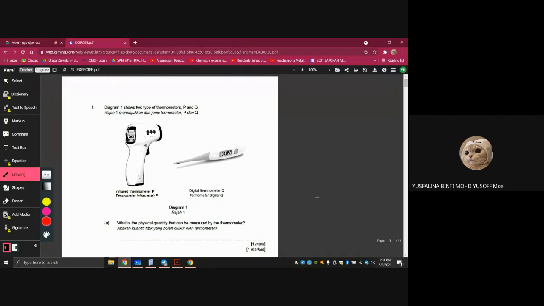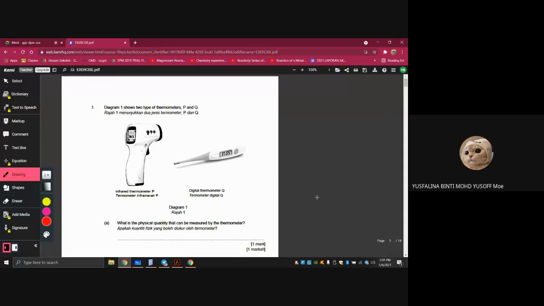Diagram 1 shows two types of thermometers, P and Q. The left one is the infrared thermometer P and the right one is a digital thermometer Q. The question asks, what is the physical quantity? The first thing you have to know is, what is actually a physical quantity? A physical quantity is any quantity that you can measure. You can give a value to it.